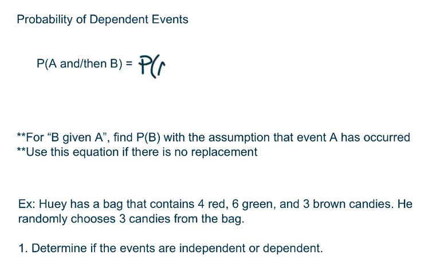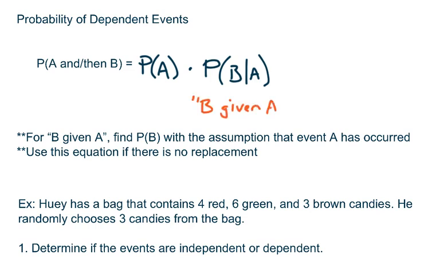We take the probability of event A, just like before, times, just like before, probability. Now this is where it gets different. The notation looks a little bit different. It's B with a vertical line and then A. And how you say this is B given A. What this really means is that we have to assume that A occurred. We're finding the probability of B with the assumption that A happened.